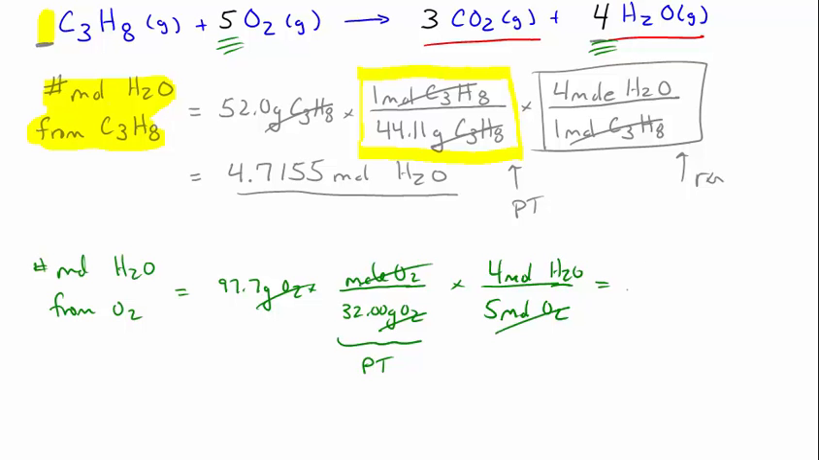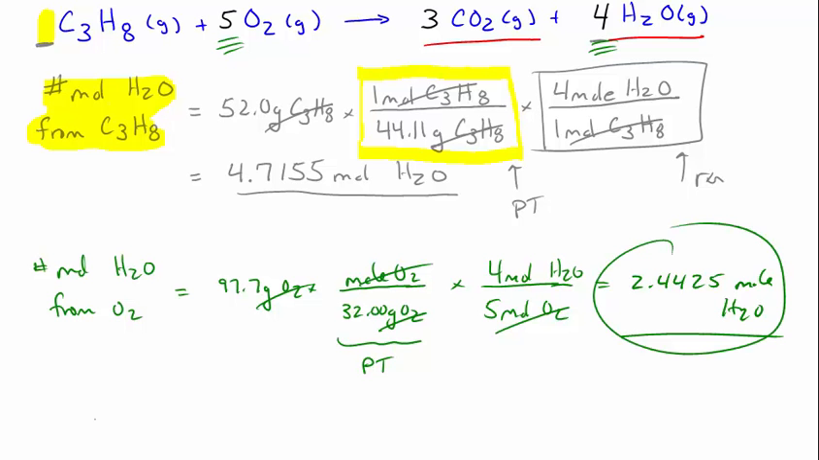The moles cancel out. And now I can do the calculation, which would be 97.7 divided by 32 divided by 5 times 4. And I end up with 2.4425 moles of water. So as I look at these two, I have a choice to make. Is it 2.4425 moles or 4.7155 moles? And as we saw before, it's the smaller number that we can actually make. So the limiting reactant here is O2, and we can make 2.44 moles of H2O.